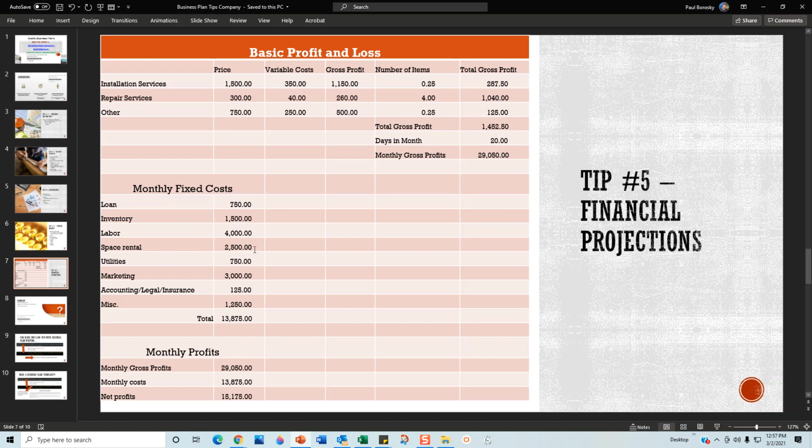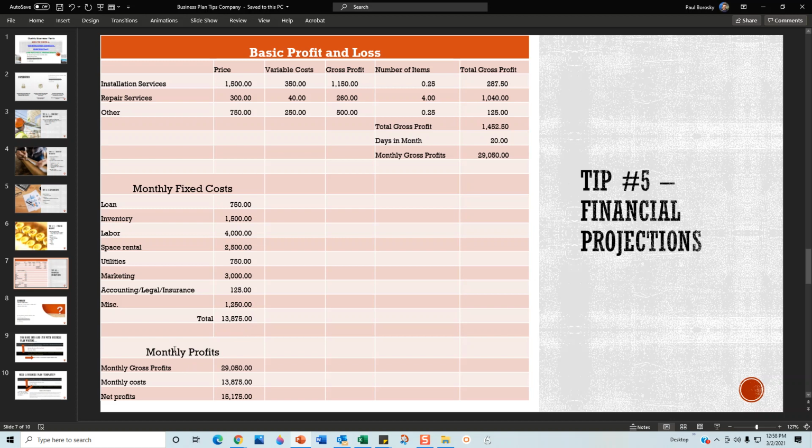Space rental, if you're going to have an office to work out of, $2,500. Utilities, $750. Marketing, $3,000. Got to pay for some advertising. Accounting, legal, and insurance, $125. And then the wonderful catch-all miscellaneous. In my most humble of opinions, you do always want a miscellaneous. You can't identify in certainty what your fixed costs are going to be on a monthly basis. So you want some kind of a budget that's a catch-all, and that's an excellent place to put it. Once you're done with that, add them all up, and you now have a total fixed monthly cost right here. In this example, $13,875.